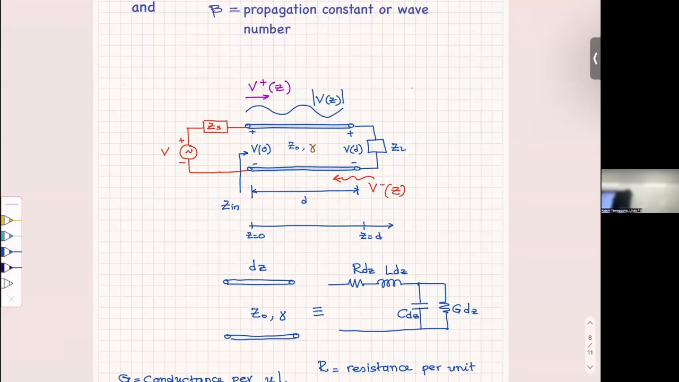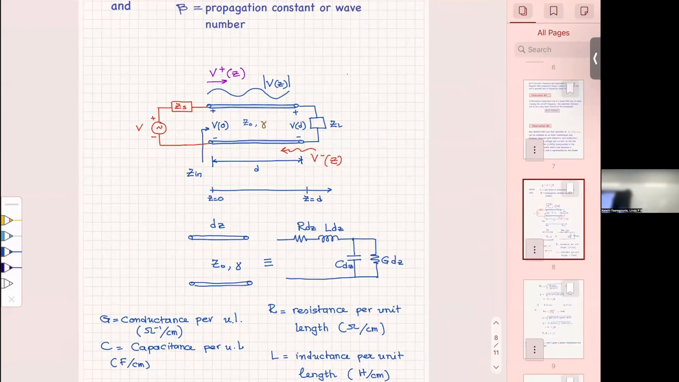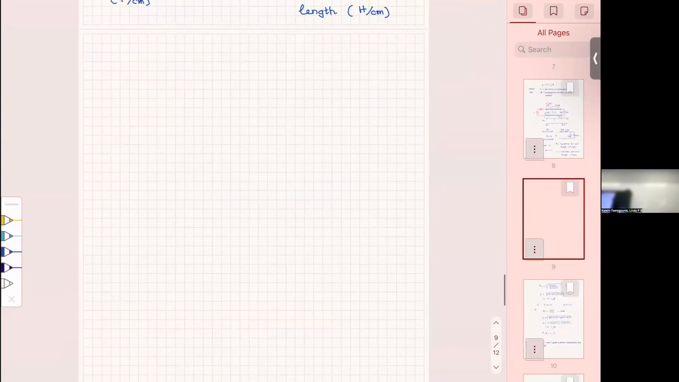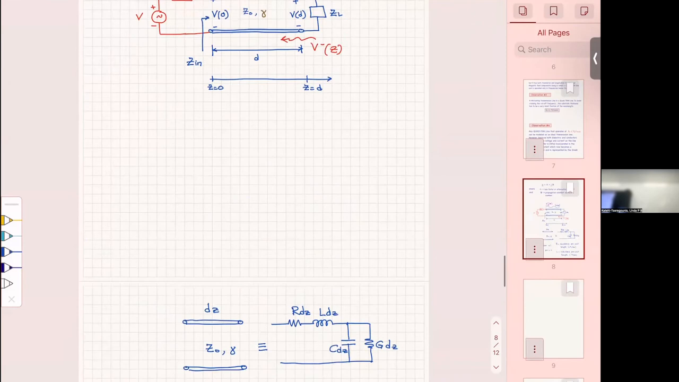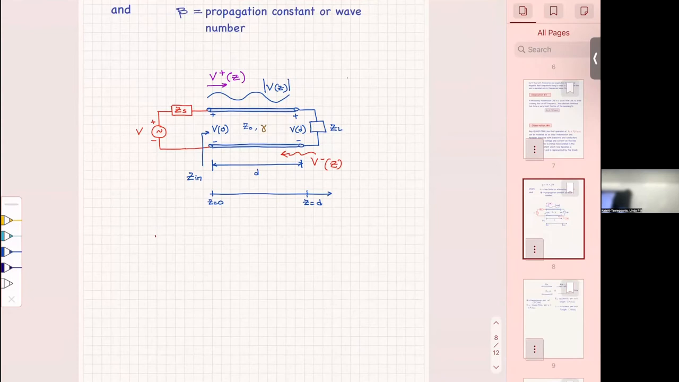So practically, I can write here, and let me see. I will add pages when I write, if you don't mind. Add a page. And then I will move this down a little bit. Okay. So what I can write for V plus, you remember before, in the lossless case, still an ideal transmission line, we had V plus of z was V zero plus e to the minus j beta z. You remember that, all right? Now, however, we are going to change this. And instead of j beta z, we are going to have minus gamma z.